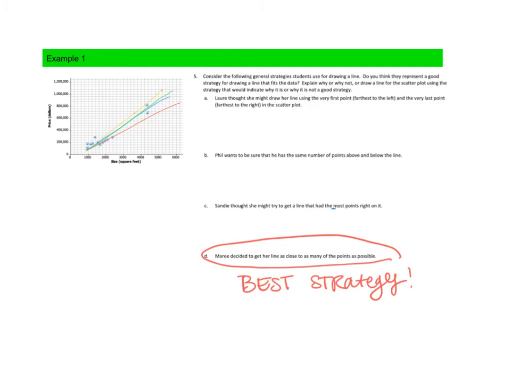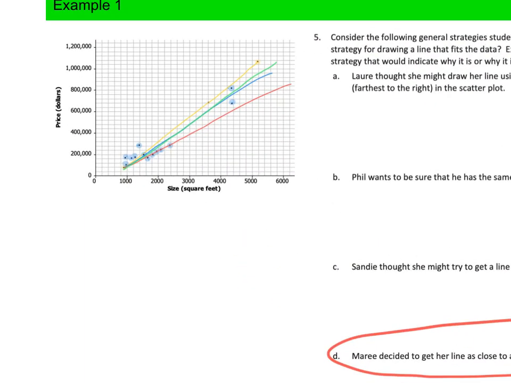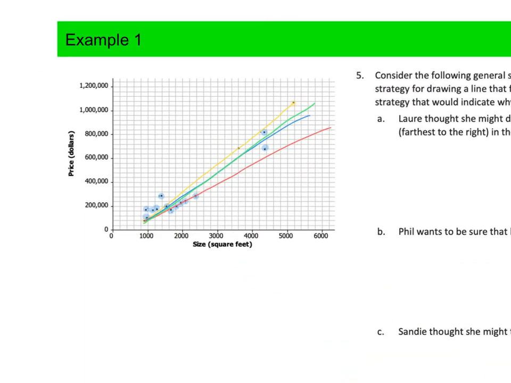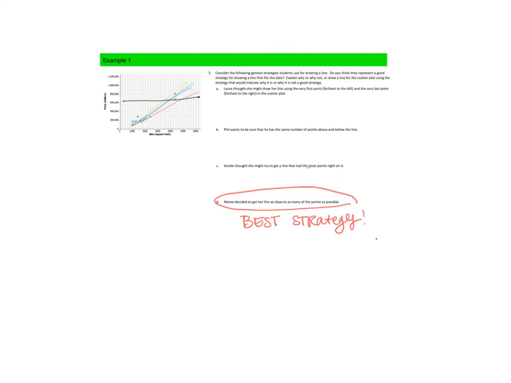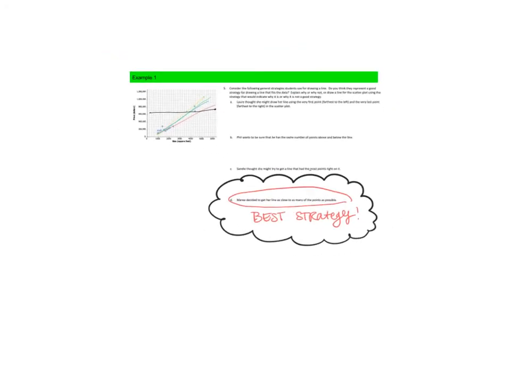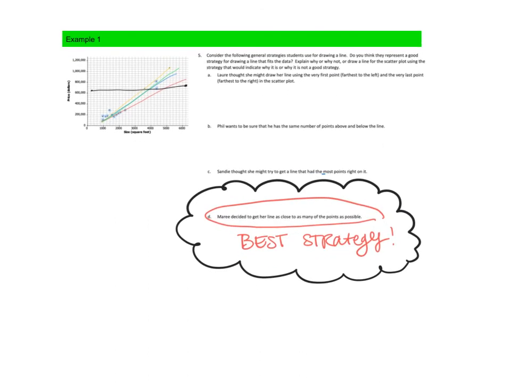And then using the first and last point is never a good idea because sometimes your points may be crazy off. Like a point could be all the way over here, right? You could have two outliers as your first points, and then your line would be something like that. So you don't ever want to use your first and last points. You just want to use a line that is as close to as many points as possible. Okay?